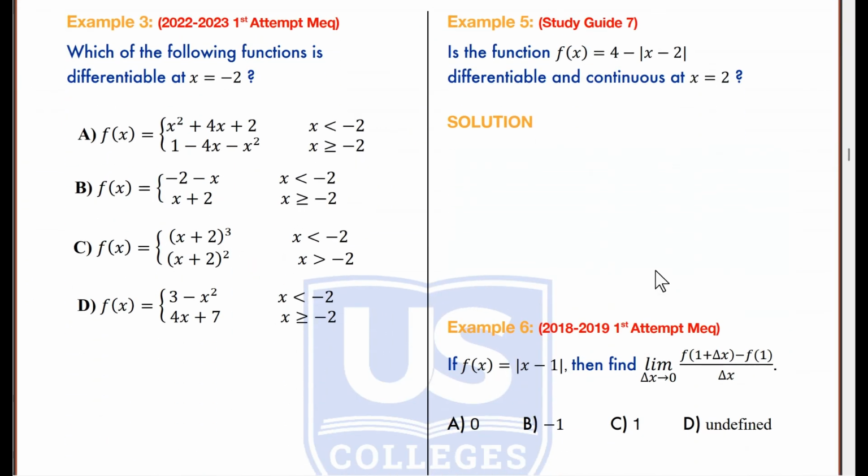Let's take a look at this ministry question, 2023 first attempt. Which one is differentiable at x equals minus 2? So we check the continuity of each one by one. It will take time.